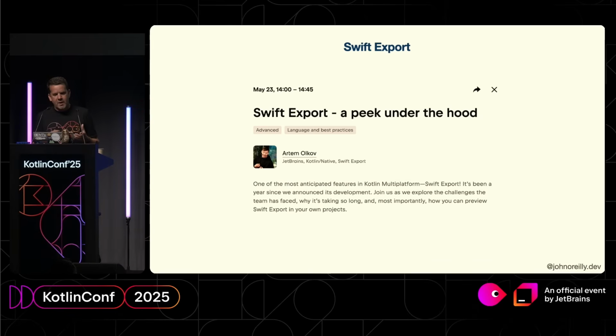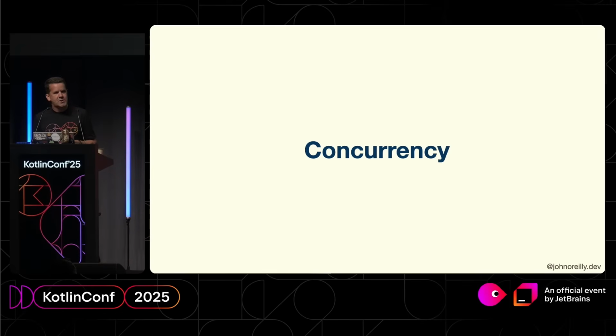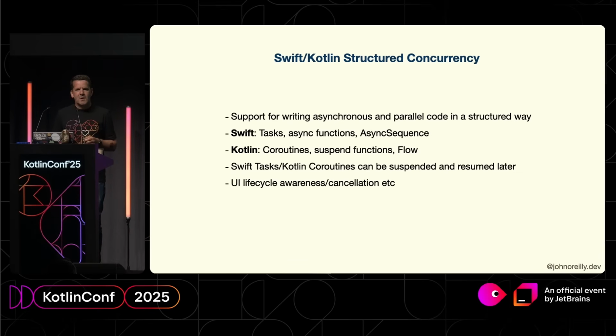Artem also mentioned, by the way, that coroutines interop would be next on the roadmap after the 2.2.20 release. And speaking of which, next up is concurrency. So just to start off by giving some basic background on the structured concurrency functionality that we now have on Android and iOS, before we talk about interop between them.